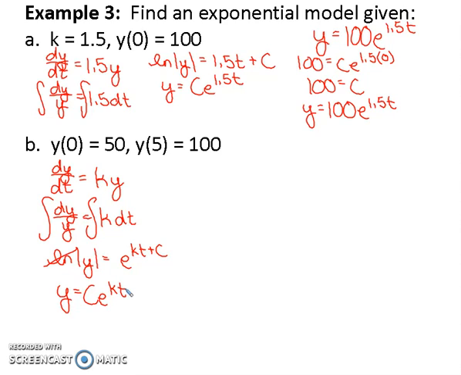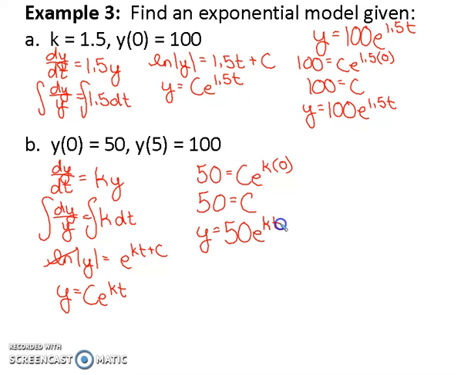Now it would be at this point that either I would have a k value or I could solve for c. Well, I can solve for c using either one of the values that have been given to me, the 0 and the 50, or the 5 and the 100. If I choose to use the 0 and the 50, that will give me e to the 0, which would give me then y equals 50e to the kt. It wouldn't be as difficult to solve for my value of c then. So then that is what I could use to solve for k.